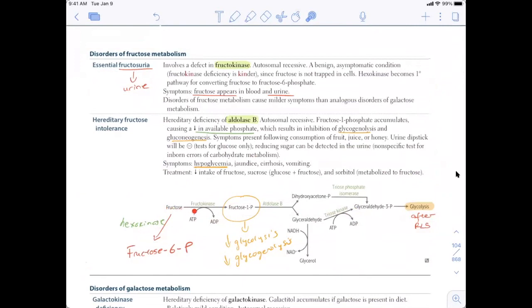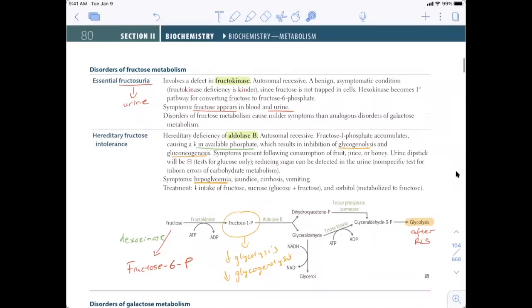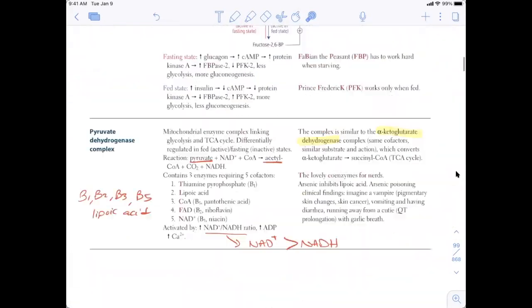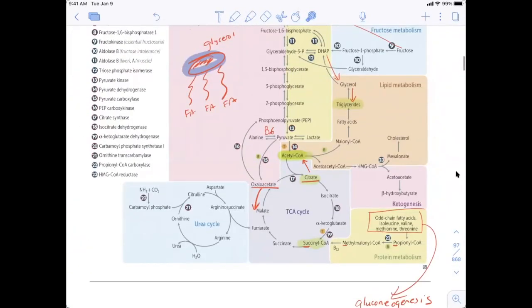I have fructose going to fructose 1-phosphate. And fructose 1-phosphate can split into my DHAP and glyceraldehyde, giving my glycerol, and all that. But I want to connect the dots here. Let's go back to the beginning. So this is page 80. Just remember, I want to connect the dots for you here.